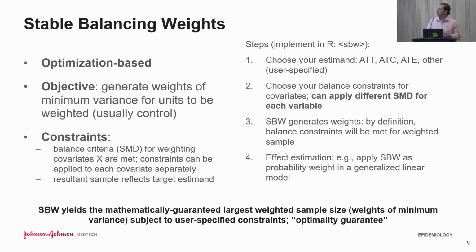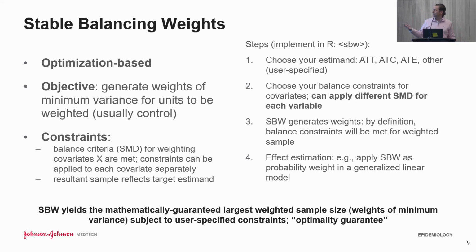The way in which you implement it, it's done in R. So the first step is you choose your estimand. So that could be the ATT, the ATC, ATE, or you can actually specify any marginal distribution of covariates that you want your weighted sample to look like. Sometimes it doesn't work out, but you can attempt it. Then you choose your balance constraints for your covariates. So maybe you just want to say everything has to have a standardized mean difference threshold of 0.1, because that's like the common cutoff.